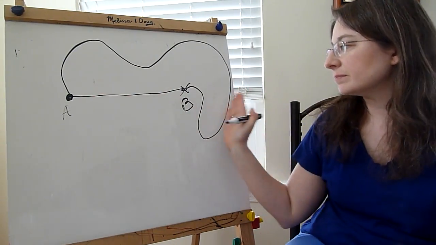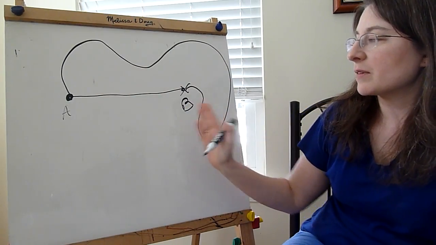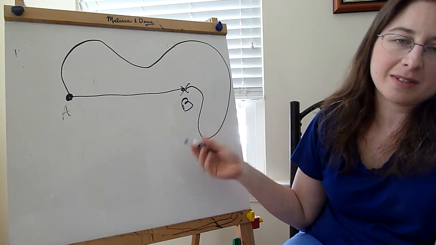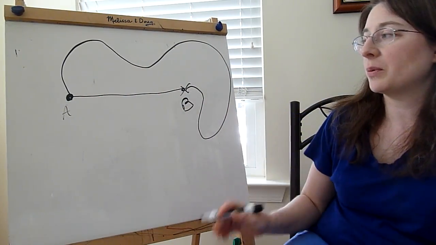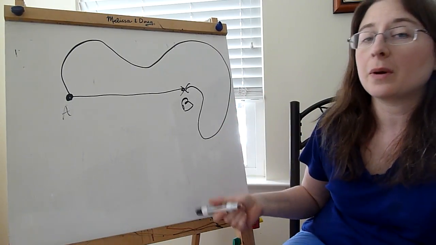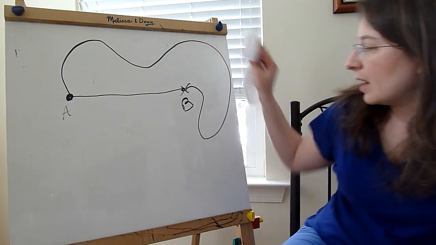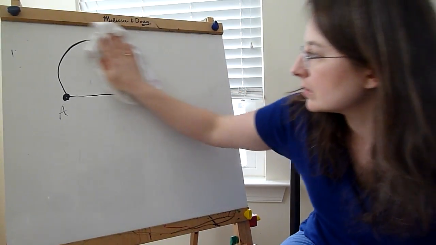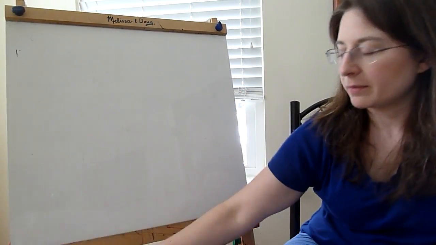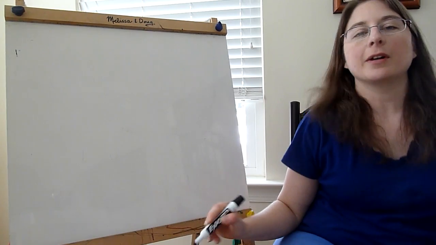Regardless of the path I take, I get there. That's like a state function. Going from point A to point B is a state function. It doesn't matter what path I take. So, enthalpy: energy stored in chemical bonds.